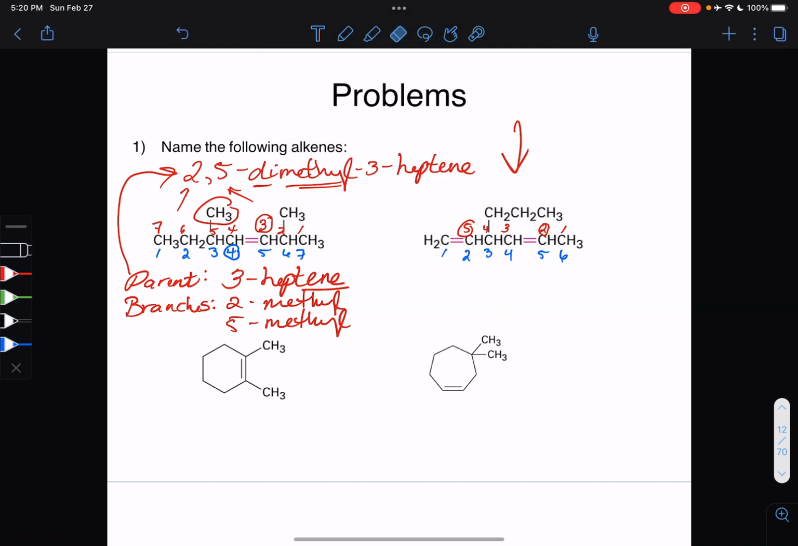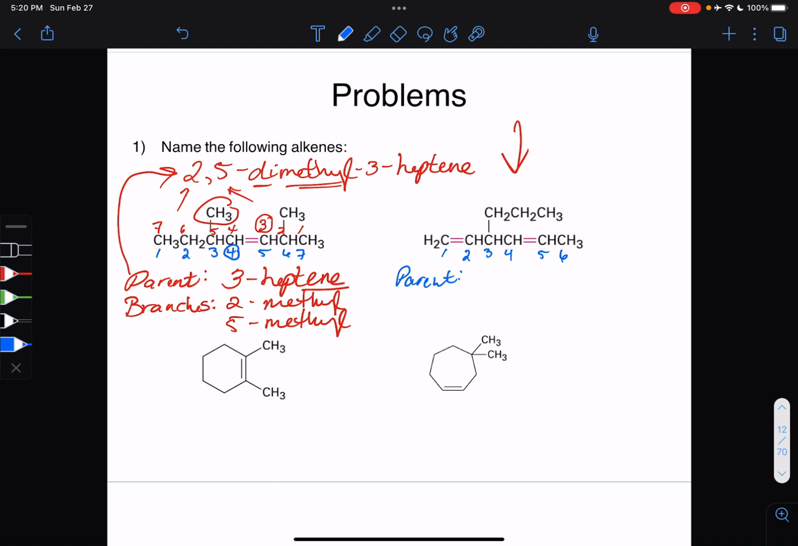And it might seem like I ignored the branch because I did, because IUPAC says that the numbering of the double bonds takes precedence over the numbering of the branches. Alrighty, friends. So, what is my parent here? So, my parent is going to be some kind of hexene. So there's 6 carbons. In an alkane, it would be hexane, but there's double bonds, so it's hexene.